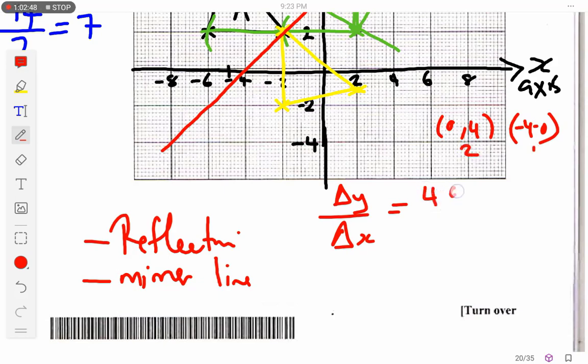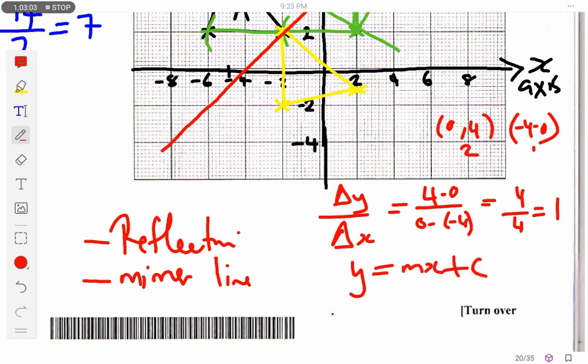4 minus 0 over 0 minus 4, like that. Okay, so I'm getting a 4 over a 4. So my gradient is 1. Okay, so using y equals mx plus c, it means my y is equal to 1x.